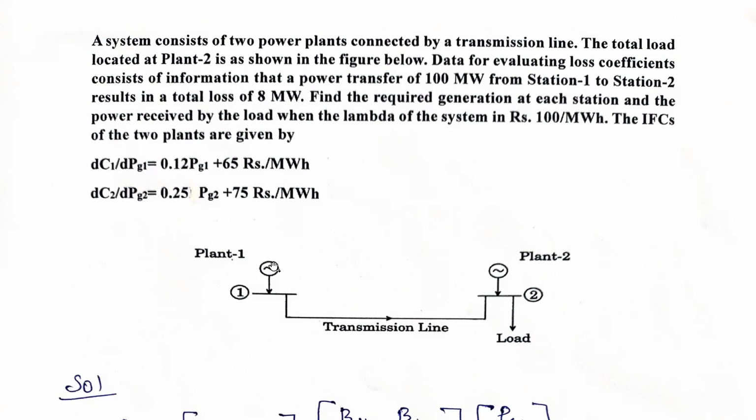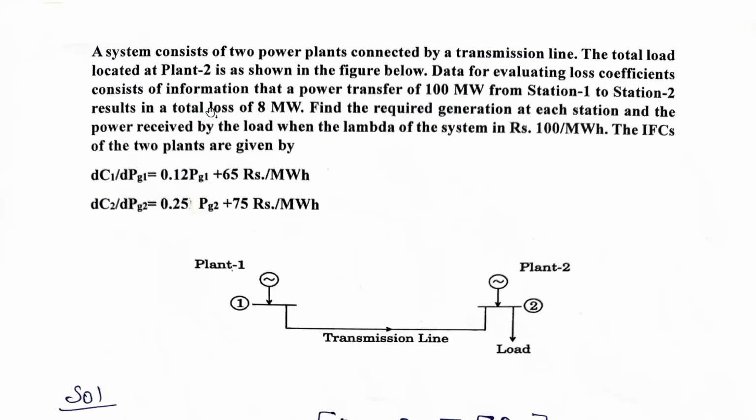So here generating station 1 is connected to bus 1, and generating plant 2 is connected to bus 2. In between, the transmission line is there. The load we are taking out at plant 2, that is bus number 2. Now it's a very simple problem.